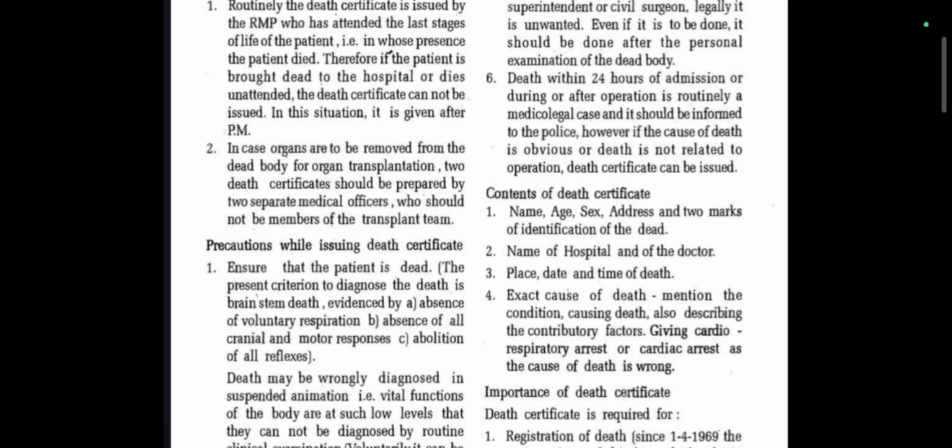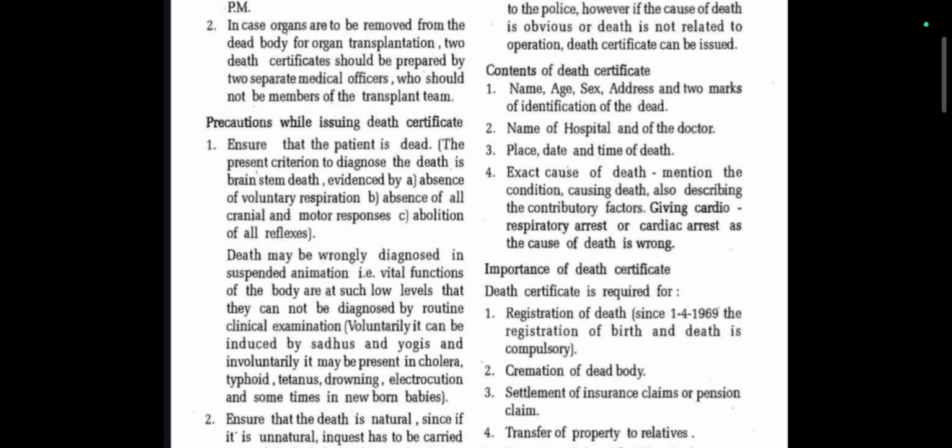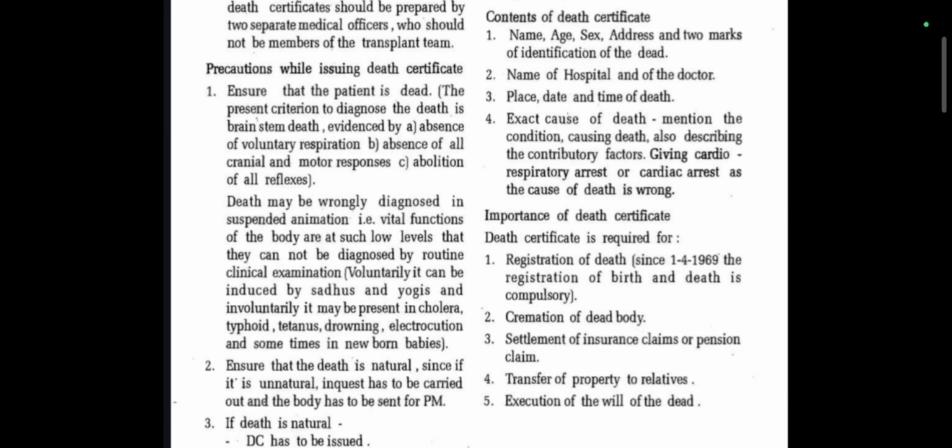Then try to write about the authority of a person who can issue that certificate, and then do not forget to write the precautions. It will increase the length of the answer, as I have said many times earlier, and it looks better. So what are the precautions while issuing a death certificate? Ensure that the patient is dead.